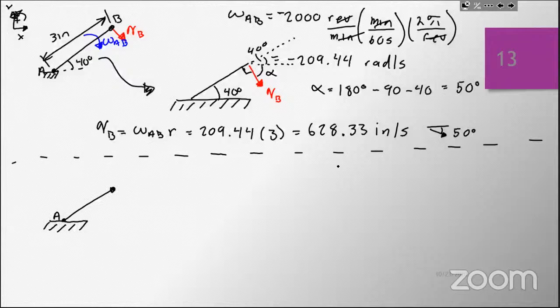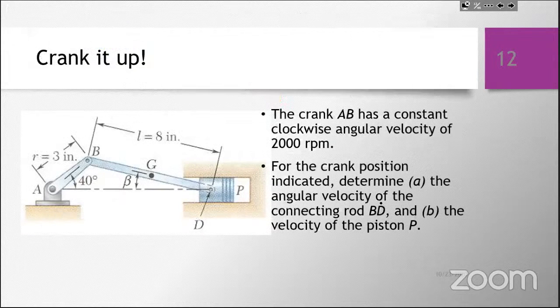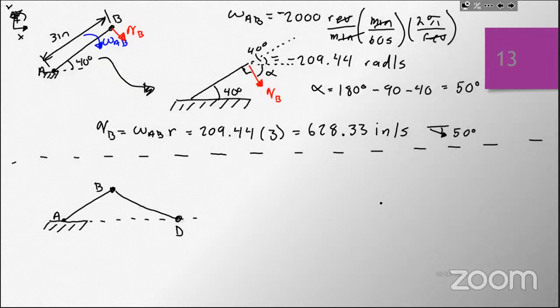Here's point A, here's point B, here's point D. Make sure our line goes up. Yep, we're good. I got this triangle, A, B, and D, right? I know right here that this is 40 degrees. I'm gonna call this angle in here beta.